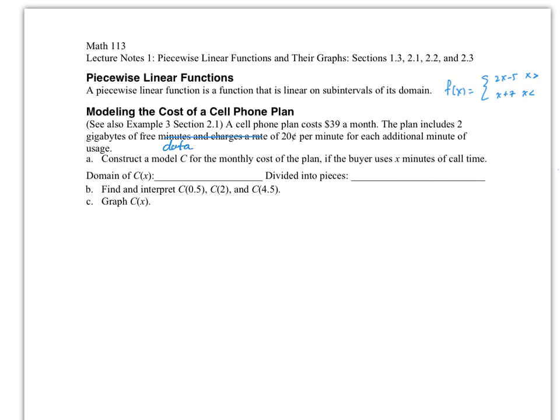And then it charges a rate of $15 per gigabyte for any additional data, because nobody uses the cell phone to talk anymore. We only use it for data. So the question will be, construct a model for the monthly cost of the plan if the buyer uses x gigabytes of data.